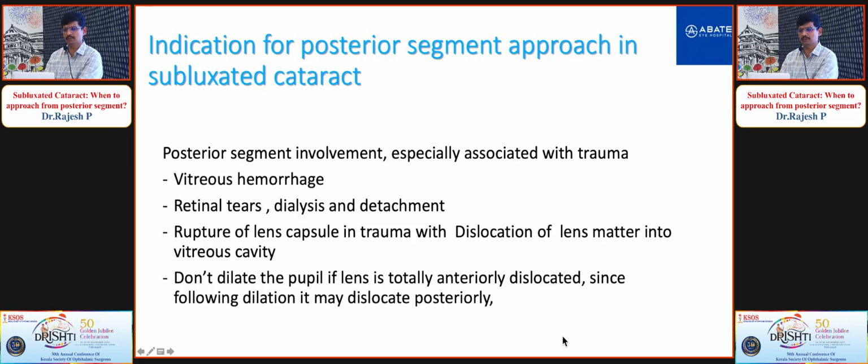So if the patient has got a subluxated lens, there is dense vitreous hemorrhage, and you are not sure about the actual status of the retina, he could be having underlying conditions like a retinal tear, dialysis, or detachment. And especially when the posterior capsule is ruptured and there is dislocation of the lens matter into the vitreous cavity, these are situations where it has to be dealt with by the posterior segment surgeon.